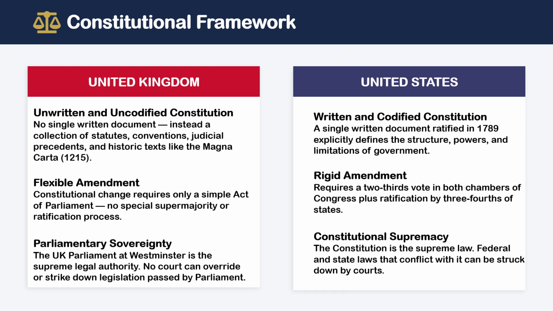Number three, in the United Kingdom, the Parliament is sovereign. The UK Parliament at Westminster is the supreme legal authority. The laws made by the Parliament cannot be struck down by any court. On the other hand, the Constitution of the United States is supreme. It is the supreme law of the land. Federal and state laws, if they conflict with the constitutional laws, can be struck down by courts.